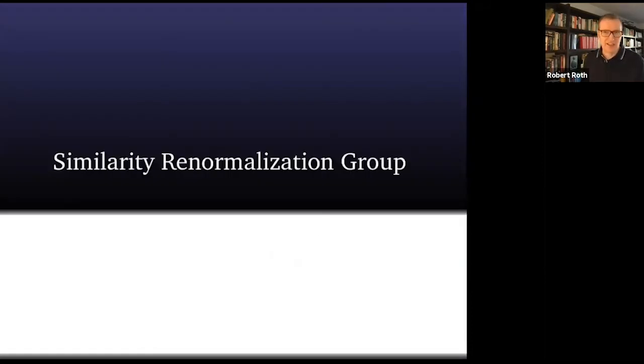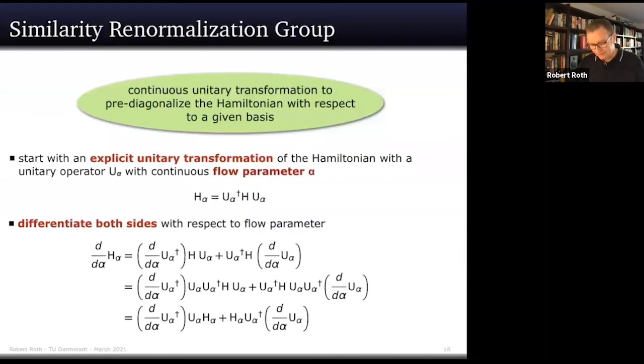Now the question is, what kind of unitary transformation really helps us in simplifying the problem? And there, the key word is similarity renormalization group. That's a mouthful of terminology, but actually it's something very simple. The idea is you use a unitary transformation that has a continuous parameter attached to it. So my U operator now has this little index alpha, and alpha is a continuous parameter which starts from 0. For 0, this transformation is just the identity operator, it does nothing.